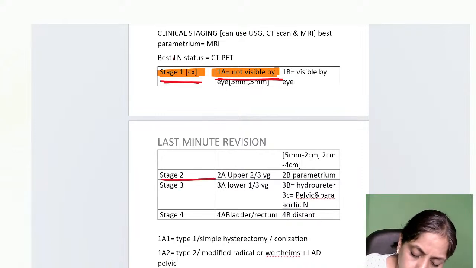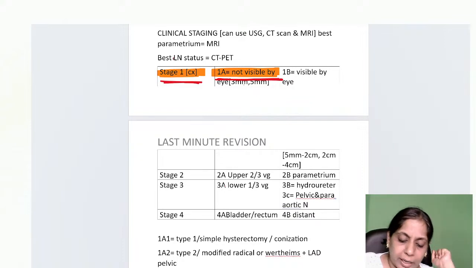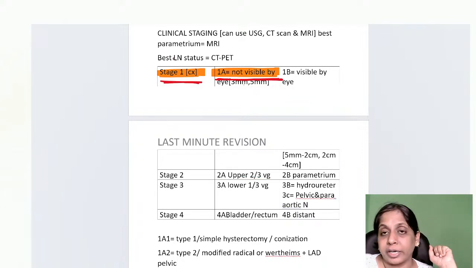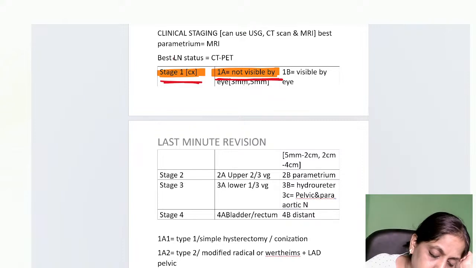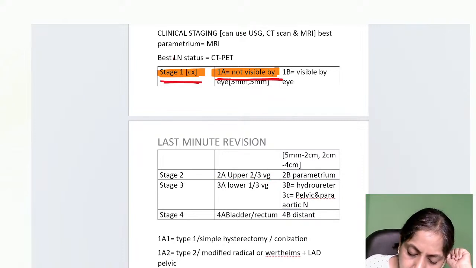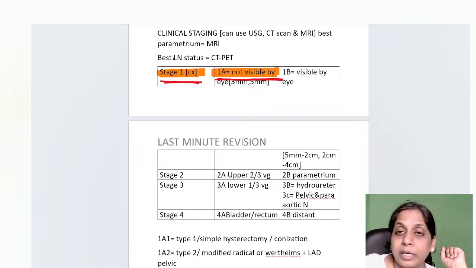Stage 2 is involvement of the parametrium and vagina. Stage 2A is involvement of the vagina and stage 2B is the parametrium.